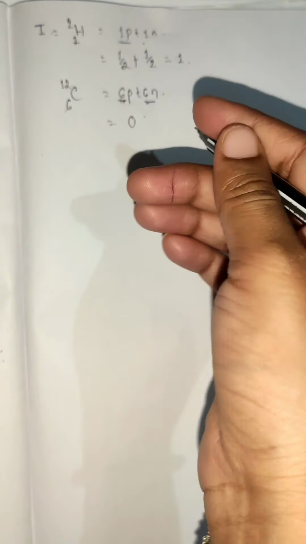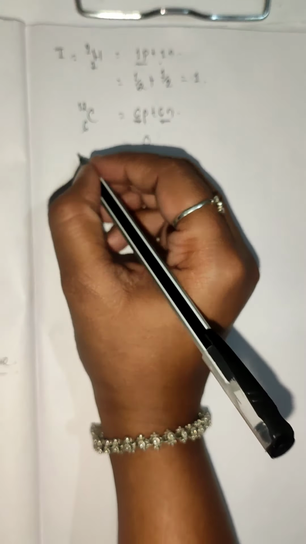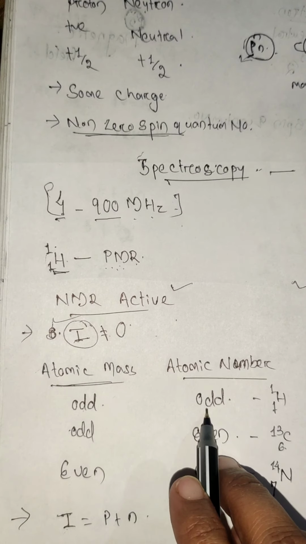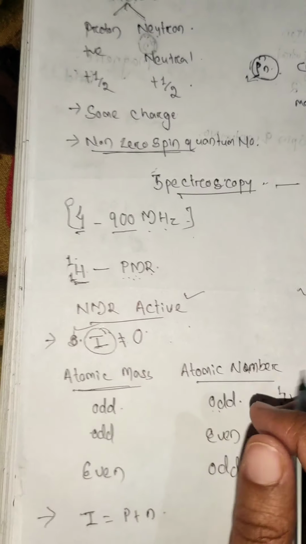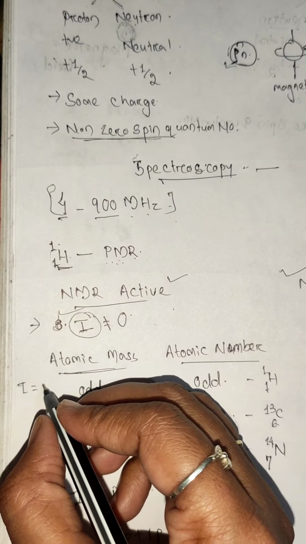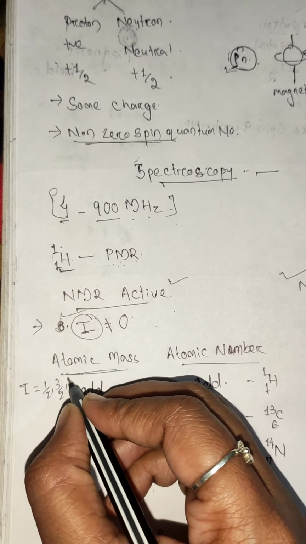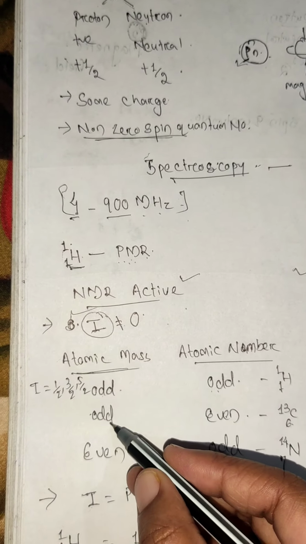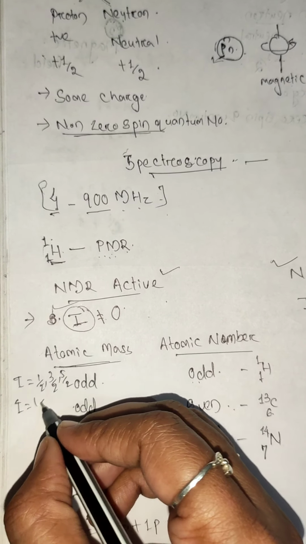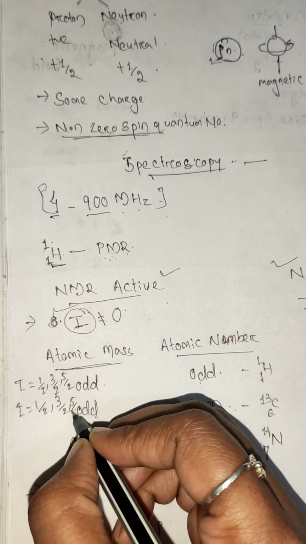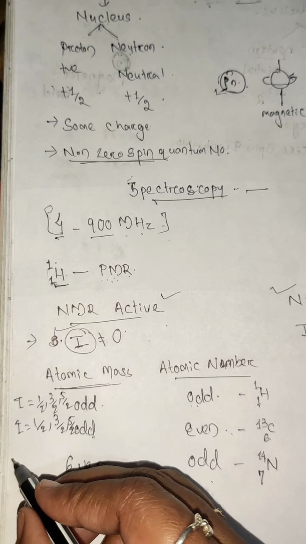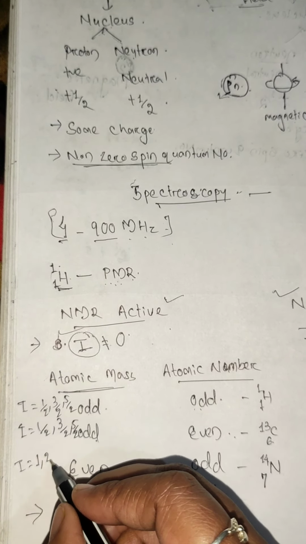So here, if the atomic mass is odd and the atomic number is also odd, then the spin quantum number I is equal to half, 3 by 2, or 5 by 2. If the atomic mass is odd and the atomic number is even, the value of the spin quantum number is also half, 3 by 2, and 5 by 2. But if the atomic mass is even and the atomic number is odd, then the spin quantum number is 1, 2.